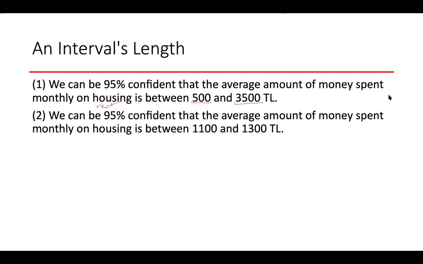Like between 500 and 3,500. It's not a good estimation, right? I want to be more specific. That's why I want to have a smaller interval instead of obtaining a larger interval. Okay? That's why there is a relationship between confidence interval and confidence level. Confidence level is highly related with confidence interval.